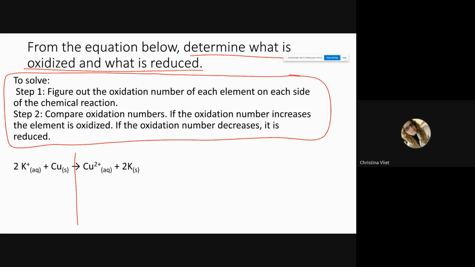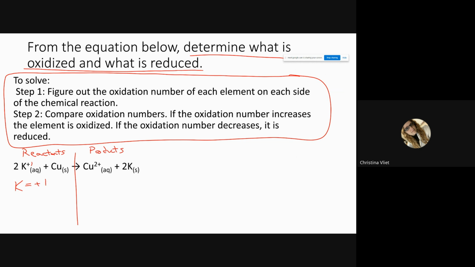So this is the reactant side, remember, and this is the product side. On the reactant side, what is the charge or the oxidation number of potassium? It's a monatomic ion. If they give you the charge, that is the oxidation number. So the oxidation number of potassium here is +1.